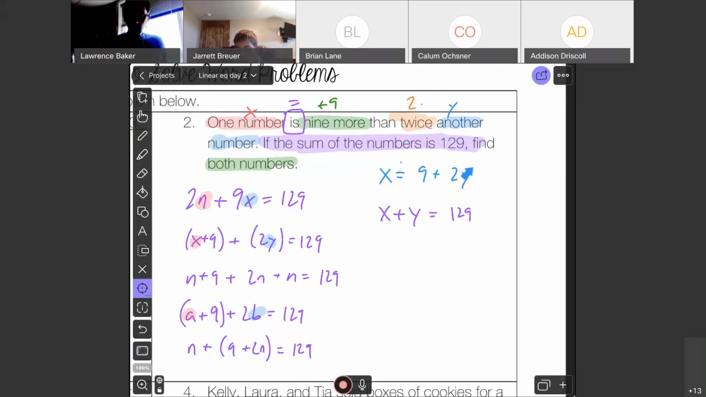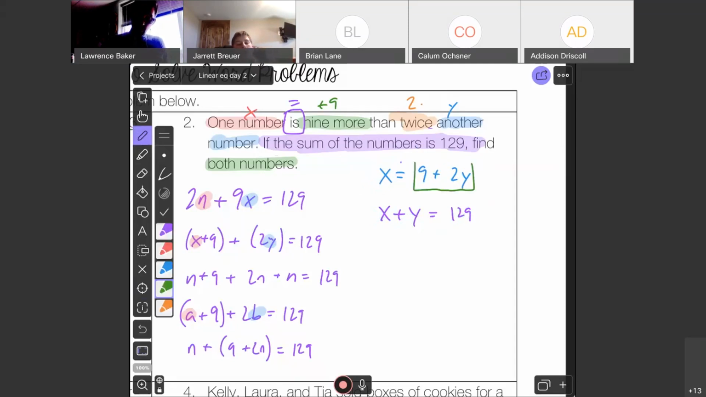But I have 2 equations with 2 variables. Now I can solve it. And the substitution method tells us that since I know what x is, I can take that and put it in here, which is something we did when we were doing the function composition.